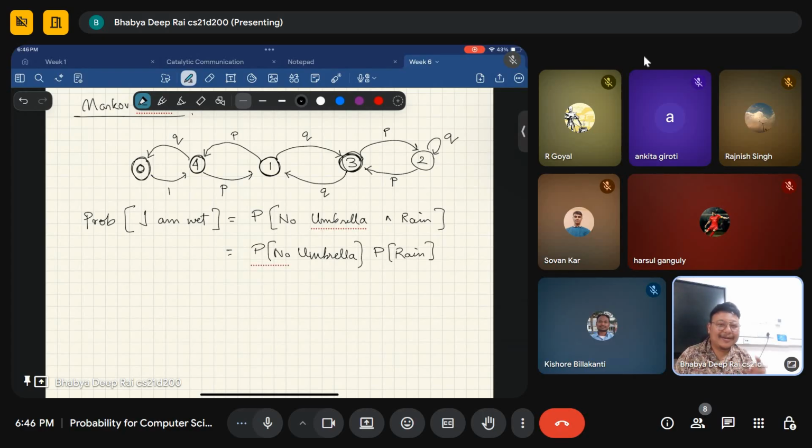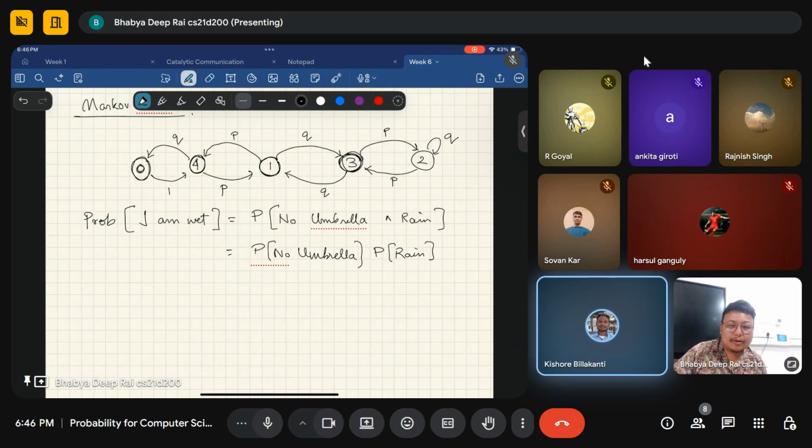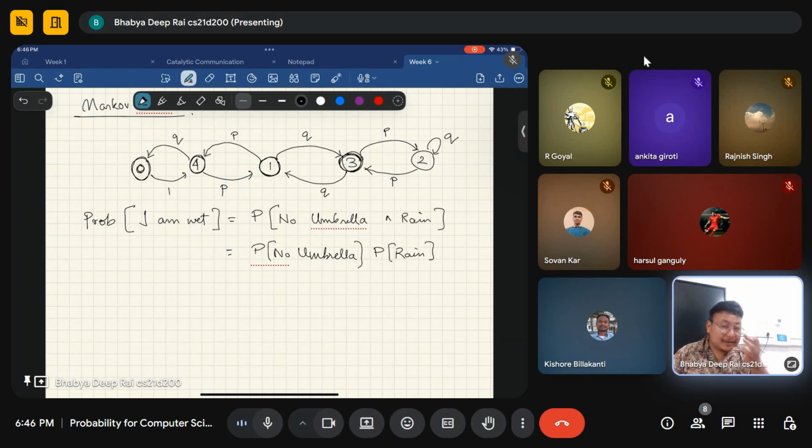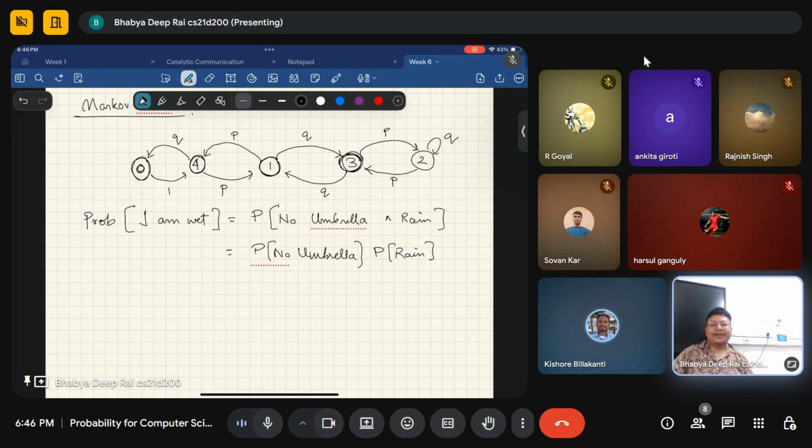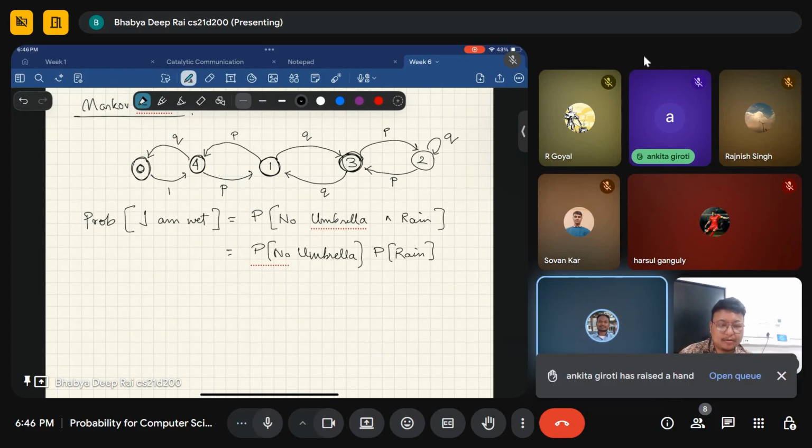Yes, Goel, now you can apply the Markov chain. I think it's no rain. Might be the probability of no rain. No, you'll only get wet if it rains. Is it the probability of getting wet when it would be without umbrella and without rain? No, the probability of getting wet is the probability that you have no umbrella and it rains. Sorry, yeah, the probability of getting wet you are asking. That's fine. Yes, Ankita, can you tell me?